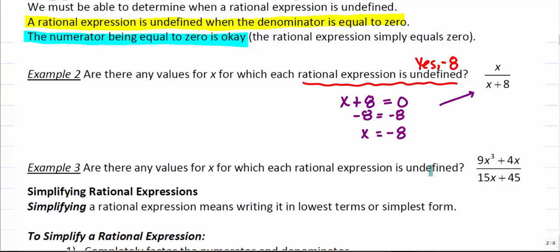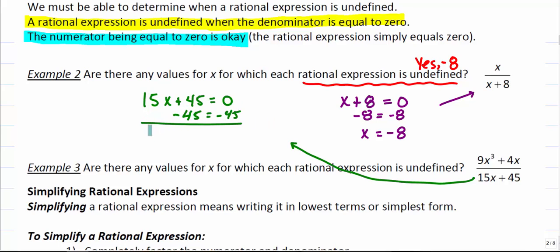I've got another one here. For this one, again, I don't care about the numerator for this undefined question. Undefined, I only worry about the denominator. Again, look at what's highlighted up there. So that means I'm going to look at 15x plus 45 and figure out where it equals 0. Well, this is just a two-step equation. So I'm going to subtract my 45, and then I'm going to divide by 15. And so I get out of this -3. So again, yes, and the answer is -3 for that one.